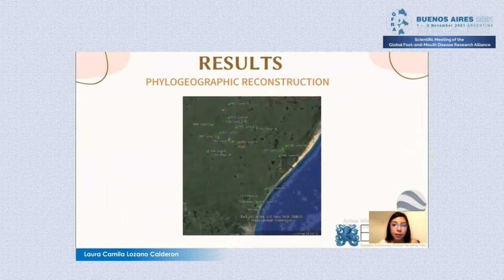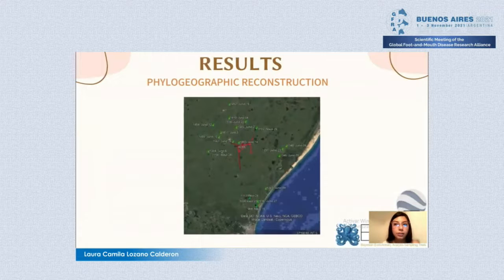Okay, in this slide, I will show you the viral transmission animation. At this point, we couldn't find a good correlation between geographic and genetic distance. We can also find that in this data set, the majority of the samples are located in the center and north of the district.